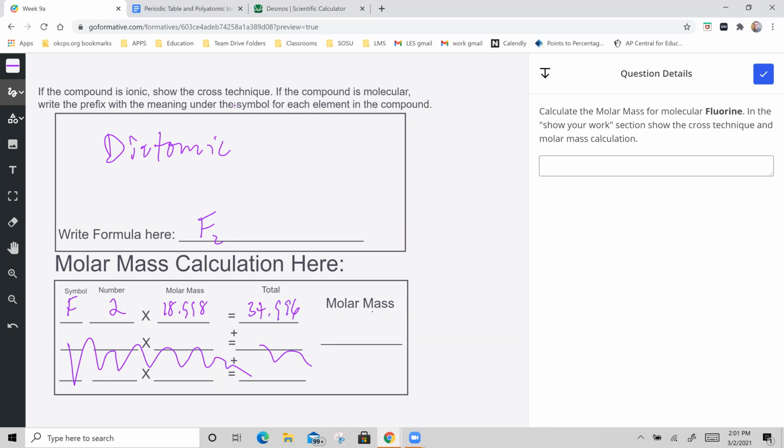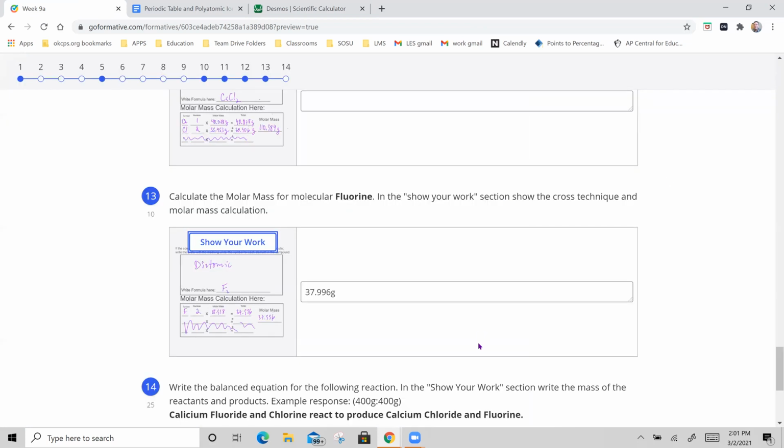37.996. I don't know if my keyboard's going to work now. Evidently not. Maybe my battery's dead on it. There it goes, 37.996 grams. All right, and we're done with that.